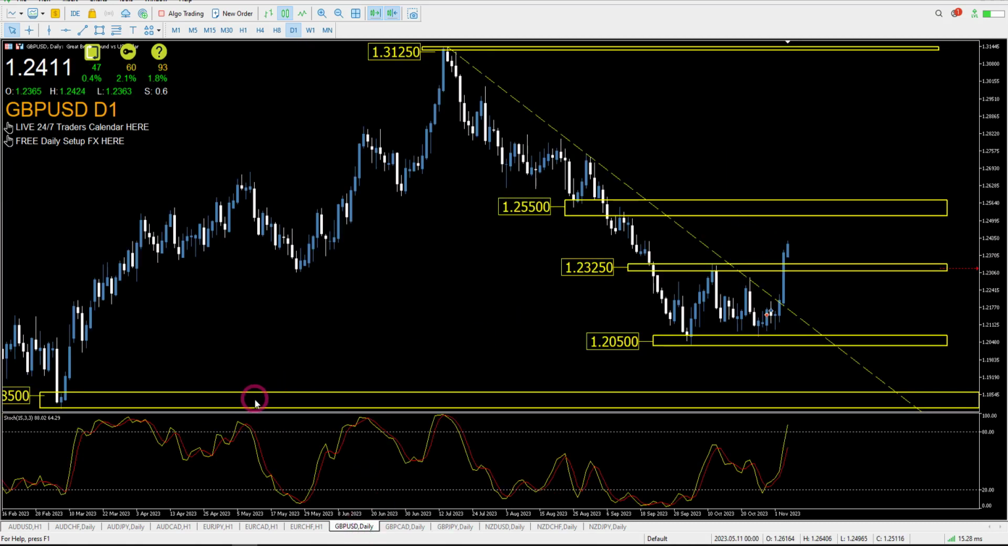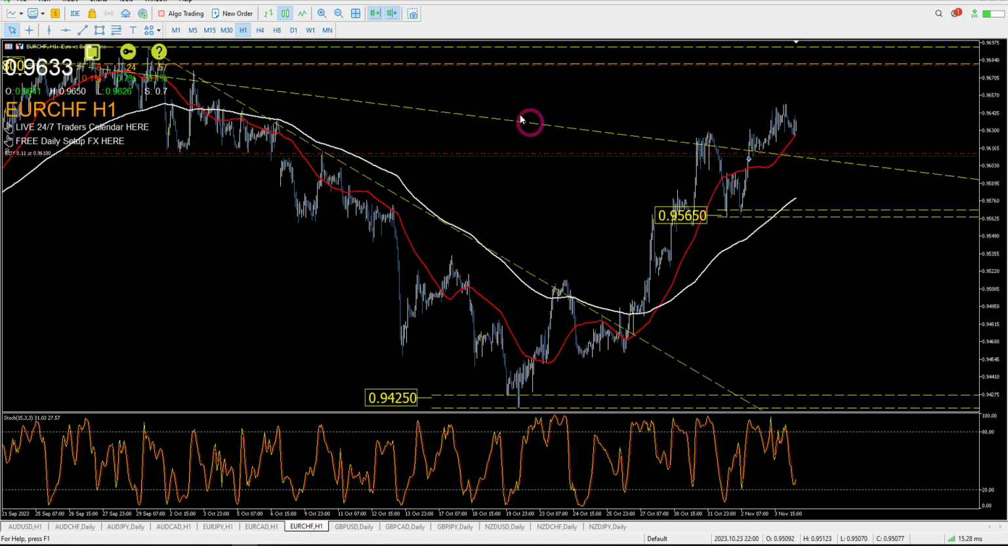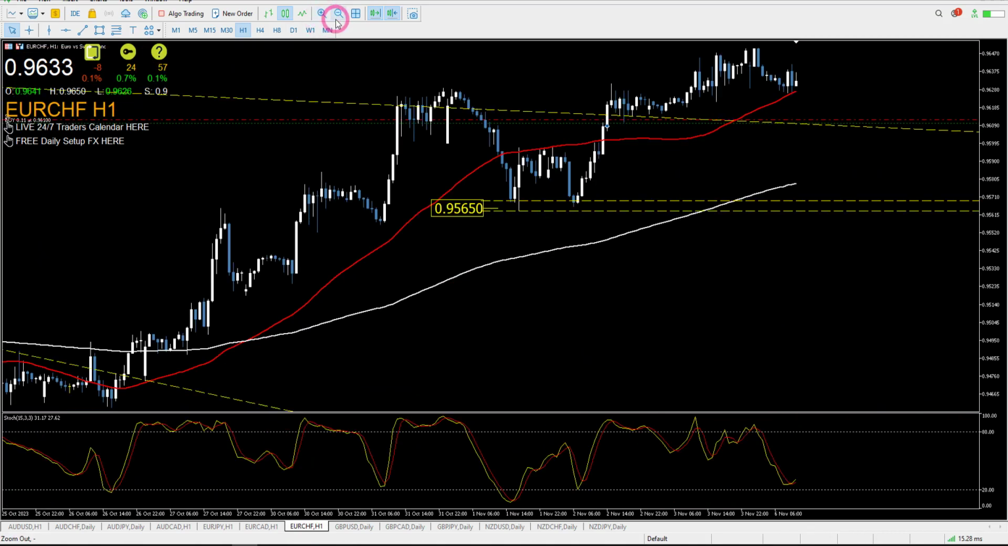Once more, pound US dollar as well, and we'll see how Euro Swiss can perform, whether it stays in or not.